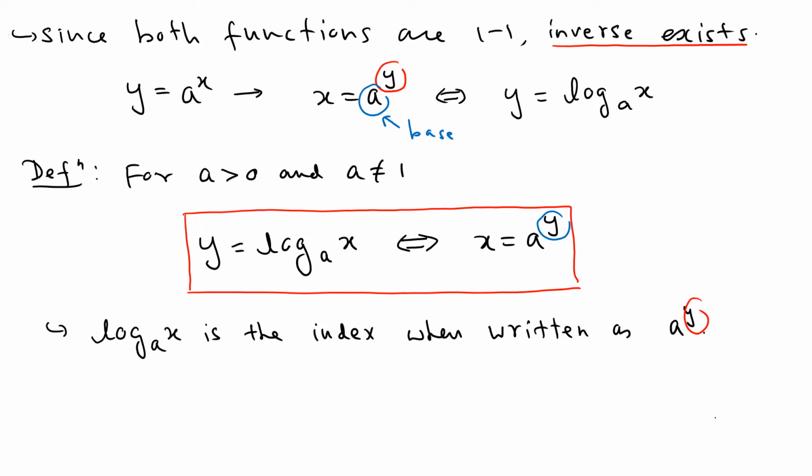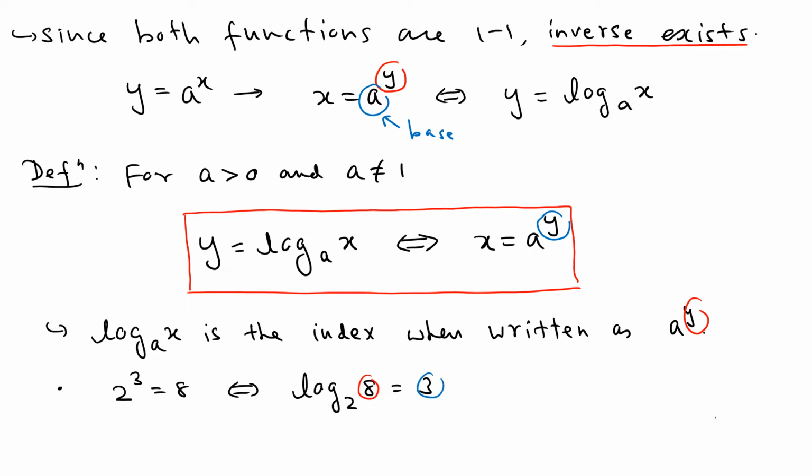Okay, so let's look at the graph of these two functions in the two cases. Before we look at the graphs, let's look at two situations. For example, we know that 2 to the 3 equals 8. So that means in the log form, you can write this as log base 2 of 8 equals 3. The reason is when you write 8 using the base 2, you're going to get 3 as the power.